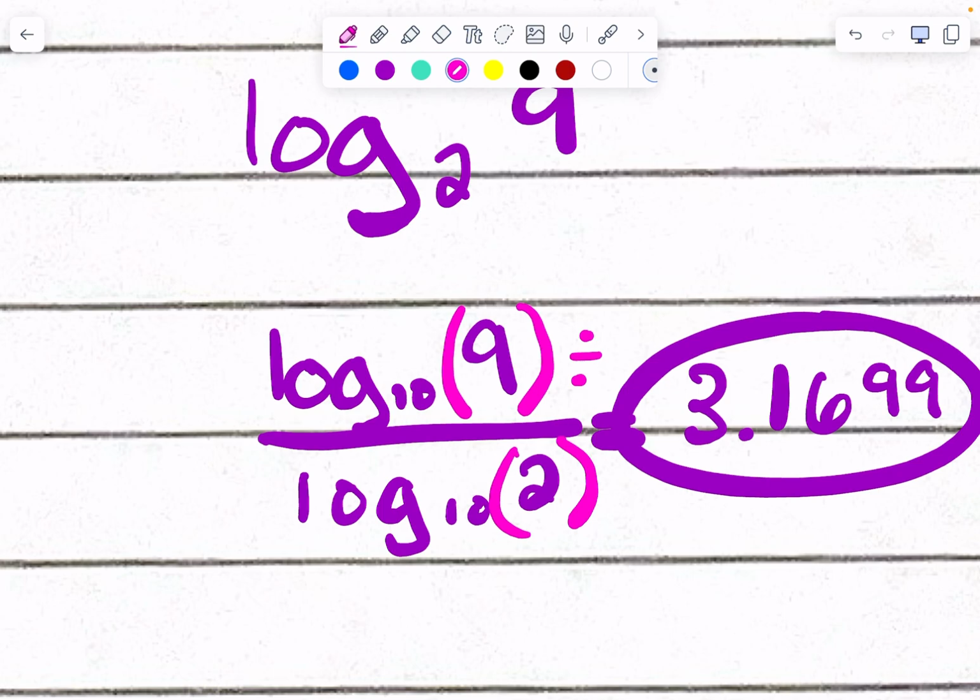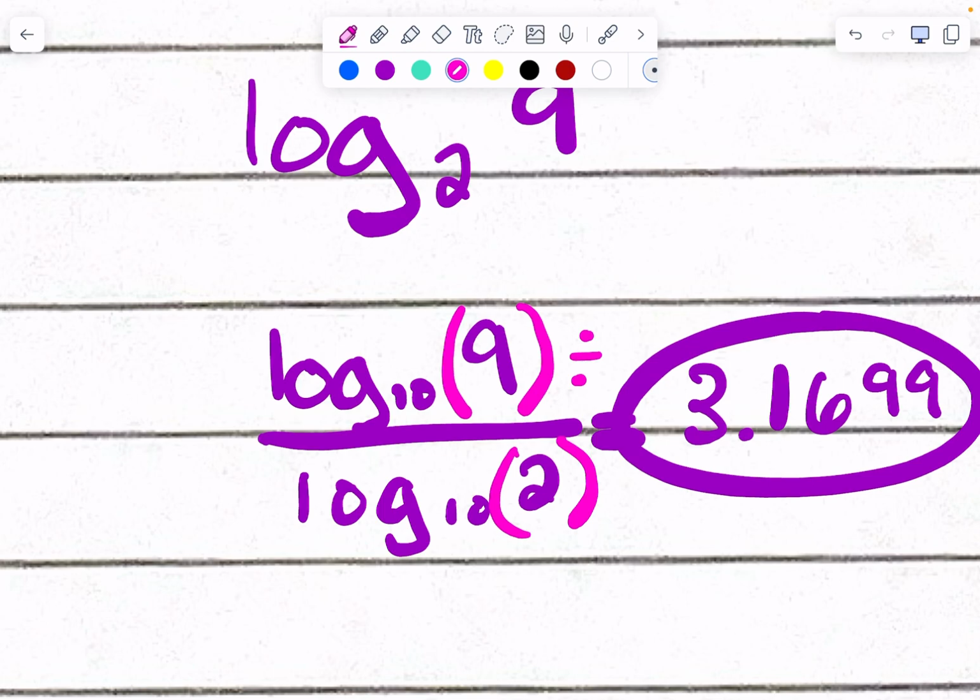Okay? All right, Trevin, here's what you type in. Ready? Type in 9 log divided by 2 log. Enter. Okay, you have to type it in backwards.